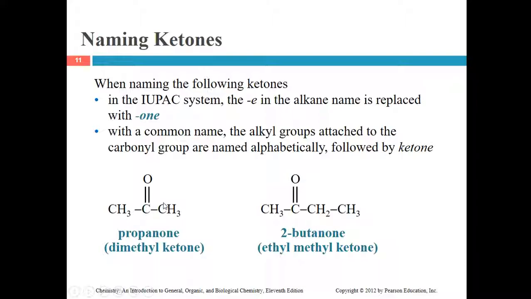So 1, 2, 3. Three carbons, so it's propane. It is a ketone. So why is it a ketone? Because we have the carbonyl group with carbon groups on both sides, not a hydrogen. So it is a ketone. By rule, we're going to drop the E from propane and add -one. So propanone.